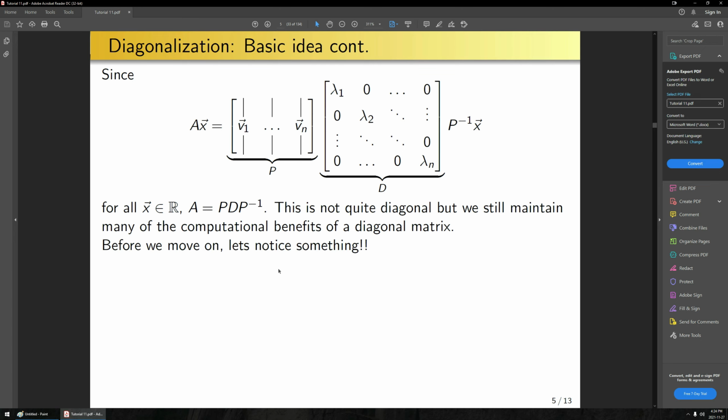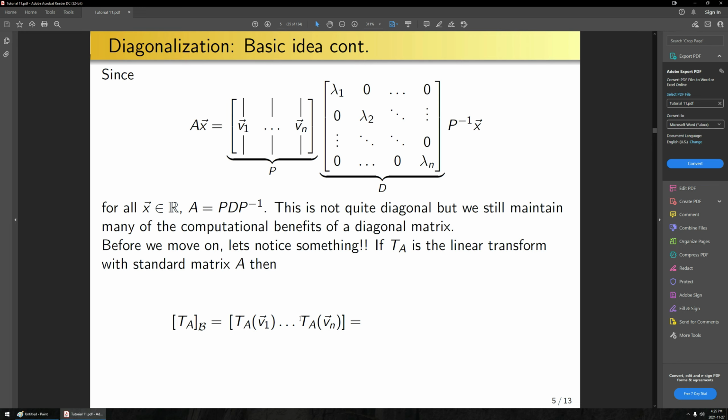Okay, so before we go on, let's notice something here. If T sub A is the linear transform with the standard matrix of A, then I can build another matrix representation of T sub A. So explicitly, I can talk about the matrix of T sub A with respect to the basis B, where this was just my collection of all the eigenvectors. So this, by definition, is just going to be this quantity here. Notice this is similar to what we had before when we found the standard matrix, other than now I'm using V1 through Vn. So if I do this, then this matrix is exactly a diagonal matrix.